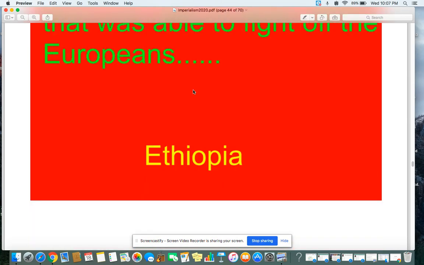Ethiopia. The only one. They actually fought and defeated a European power. And this actually plays a huge role later on in history, right before World War II, because the European power that Ethiopia beat and embarrassed will want revenge on Ethiopia, and they actually attack Ethiopia before World War II. So you might know it from that. But let's take a look.